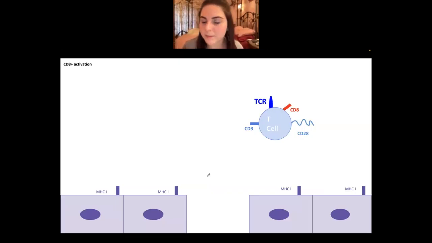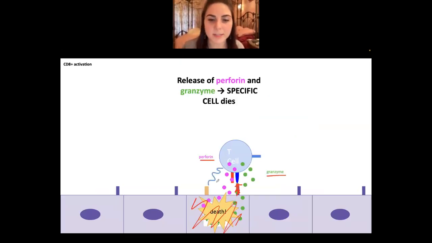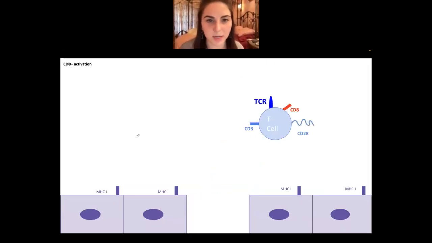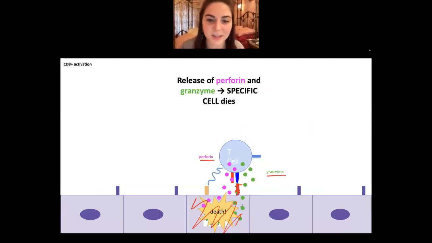Fun fact, type 1 diabetes is literally this process. The pancreatic beta cells present self-antigen, as if they think there's an infection or something. That's why the T cell comes in and starts to destroy the cells. It's the exact same process, just with self-antigen, not virally infected antigen like this.